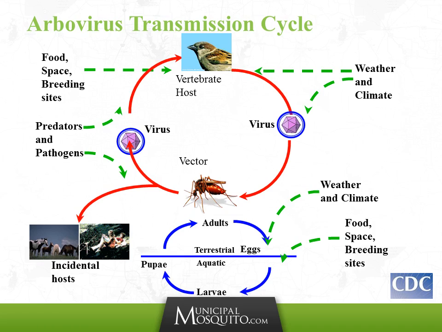And then below there we have the cycle of the mosquitoes, the adult and the egg cycles, of course, the terrestrial phase, and the pupae and the larvae are the aquatic phase. Weather and climate also directly affect that life cycle, as do the limiting factors of food, space, and the availability of breeding sites.